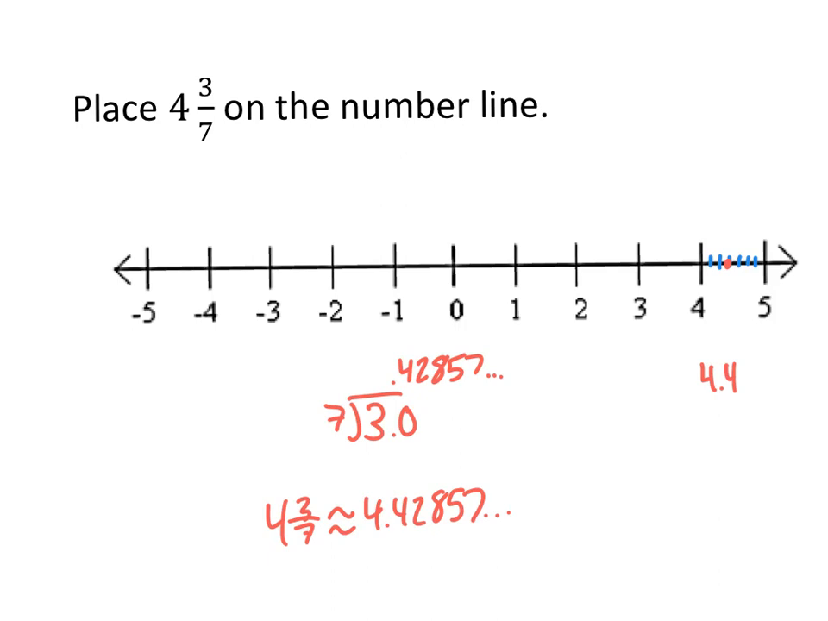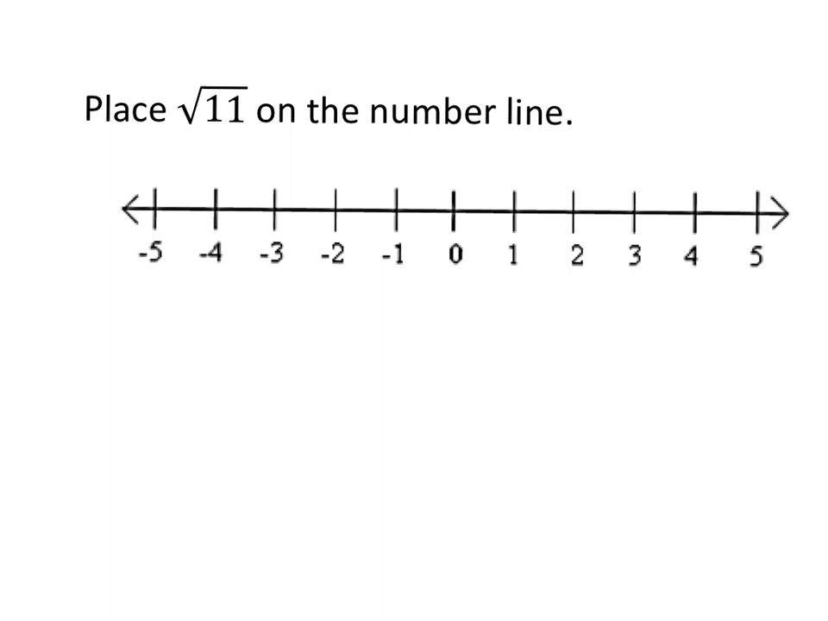We're going to use the same strategies with square roots. The first thing I need to do is figure out which integers the square root of 11 is between. So I know that 1 is the same thing as the square root of 1, 2 is the square root of 4, 3 is the square root of 9, 4 is the square root of 16. So I know that my square root of 11 is going to be between the square root of 9 and the square root of 16, so it will be between the integers 3 and 4. Since square root of 11 is closer to the square root of 9 than 16, I know that it's going to be somewhere about here.